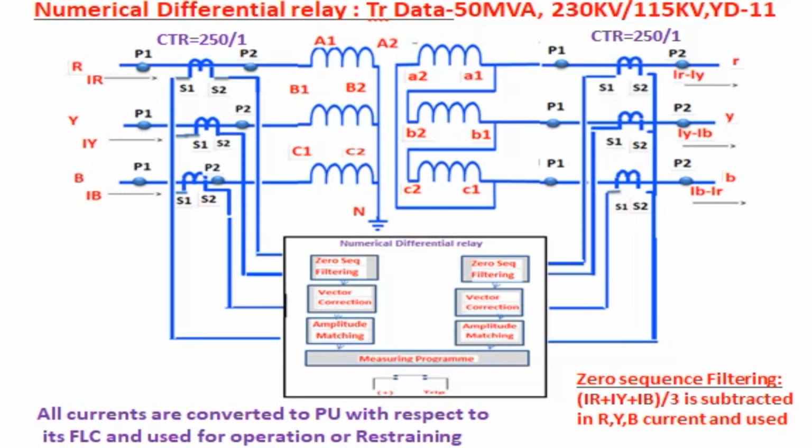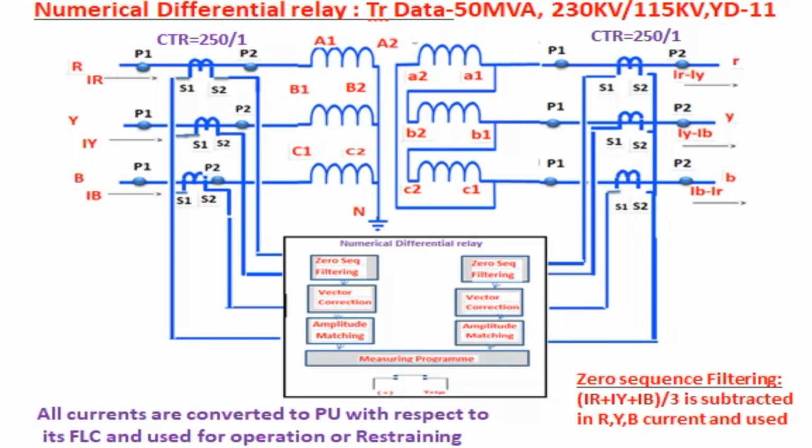After zero sequence filtering, it goes to vector correction. That is, the A winding is the reference winding, so no vector correction, it is considered as zero. Then amplitude matching. Under full loaded conditions, 0.5 ampere is coming to the relay. So you have to feed 1 ampere to the measuring program. So multiply by 2, you will get that 1 ampere. This is called amplitude matching.